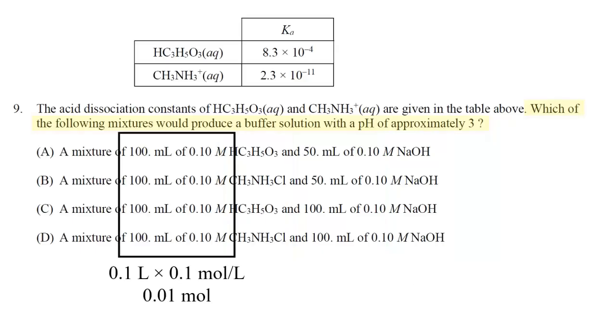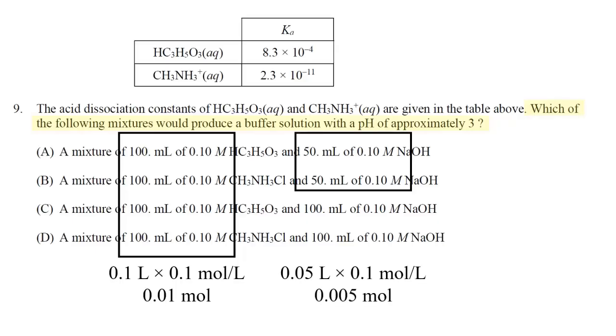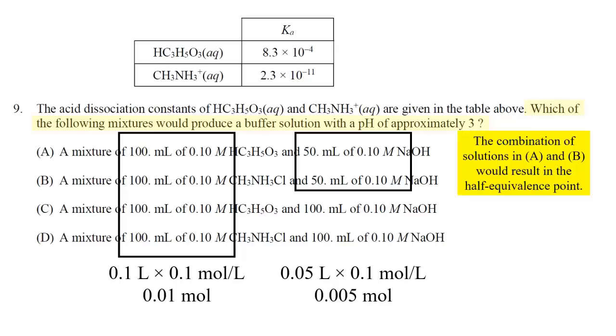All right, let's consider number of moles. In all 4 of these choices, we have 100 milliliters of a 0.10 molar solution of the weak acid. So 0.1 liters times 0.1 moles per liter would give me 0.01 moles of the weak acid. Now, looking at choices A and B, instead of 100 milliliters of a 0.1 molar solution, it's only 50 milliliters of a 0.1 molar solution of sodium hydroxide. That would give us the half equivalence point. So the combination of solutions in choices A and B would result in that half equivalence point.